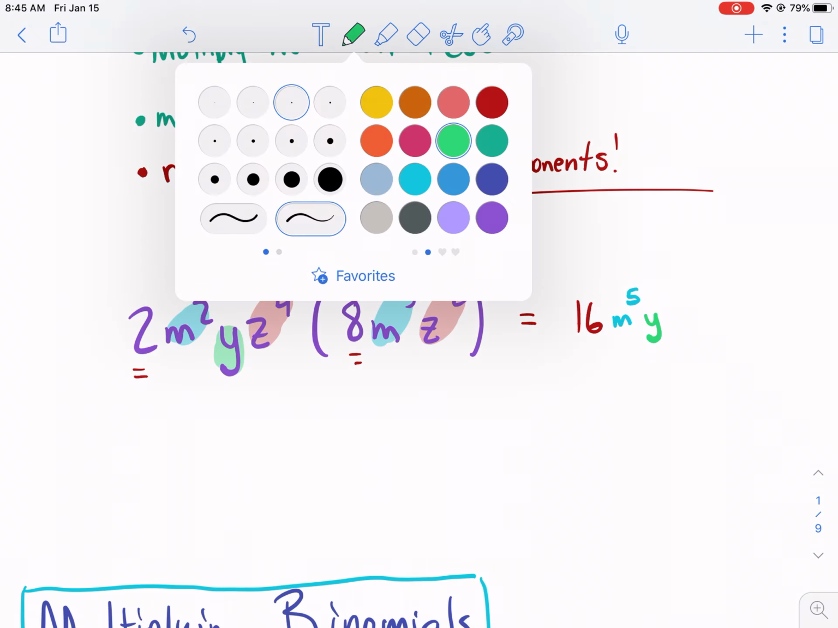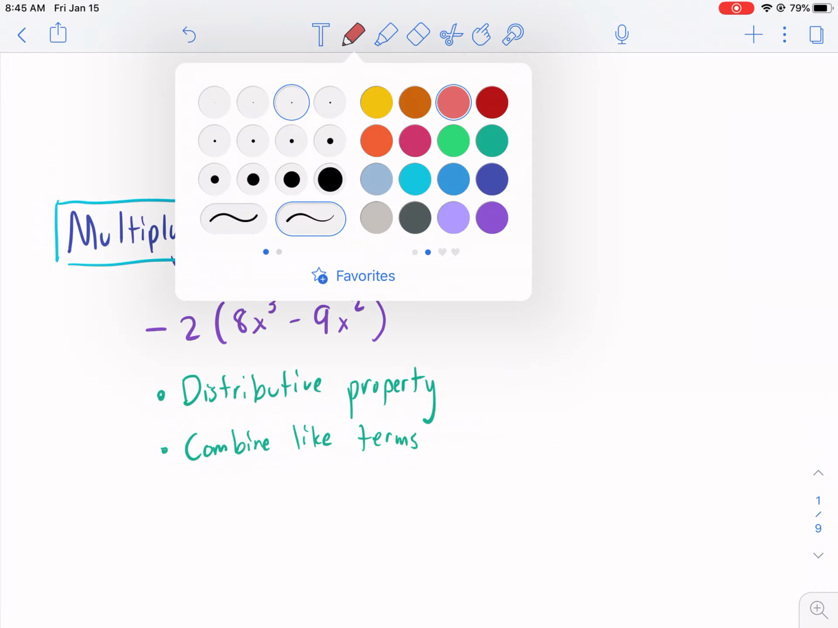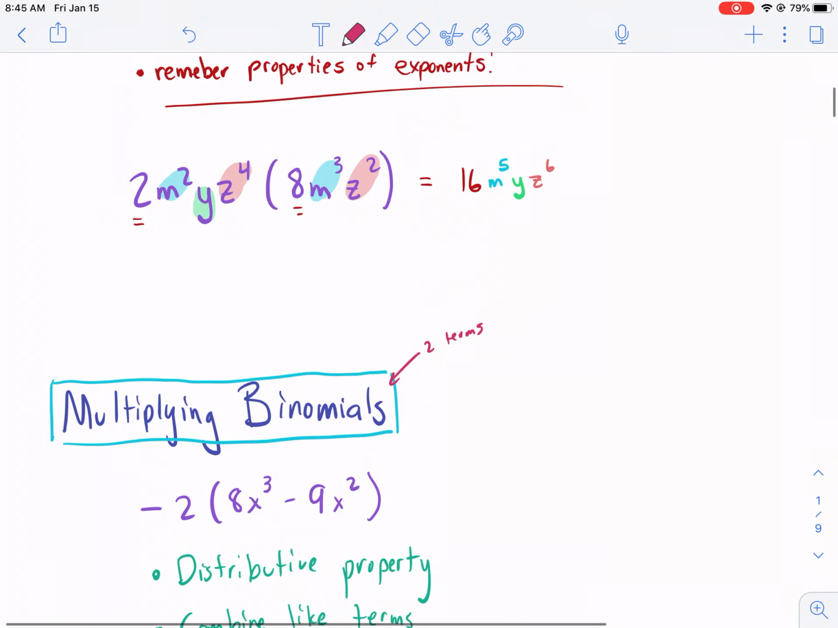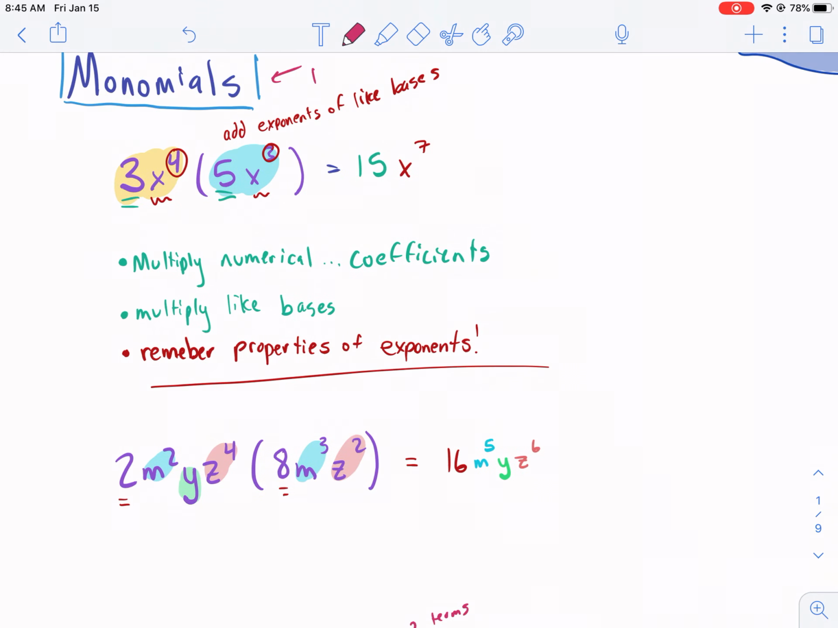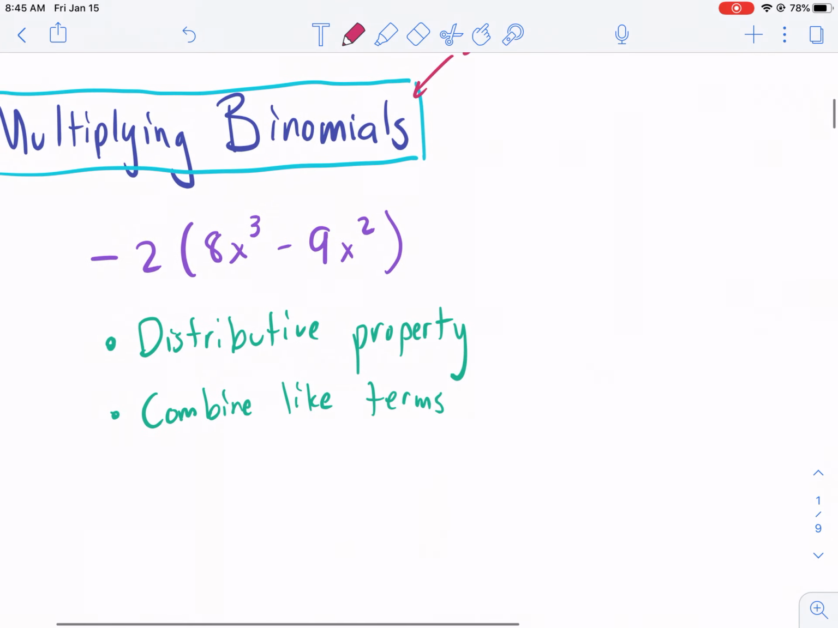Multiplying binomials. Okay, how do we do this? Well, a lot of times we're going to use the distributive property, and then we're going to combine like terms. So remember, binomial means 2 terms. Monomial, 1 term. So now we're going to use the distributive property. Boom, boom. Okay, we have parentheses. We're going to multiply this number out in front.